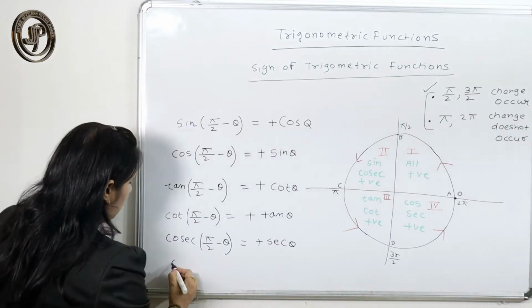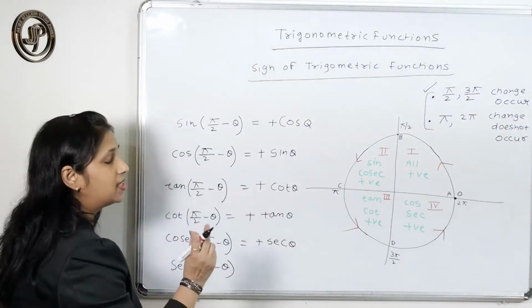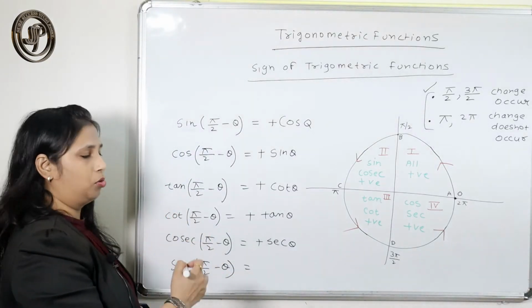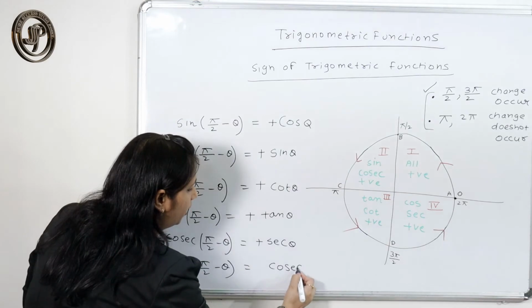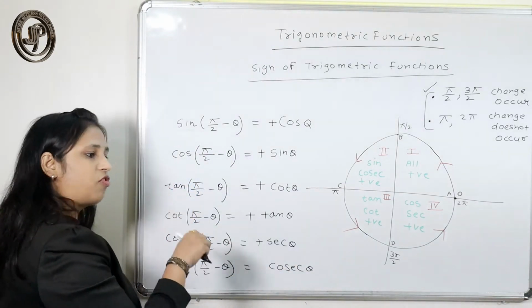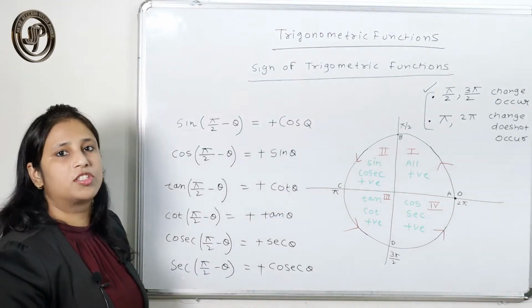Okay, now last is sec of pi by 2 minus theta. Pi by 2 minus theta means first quadrant, and since it is pi by 2, sec will convert into cosec. And since it is pi by 2 minus theta, first quadrant, in the first quadrant sec is positive, so we have to put the positive sign.